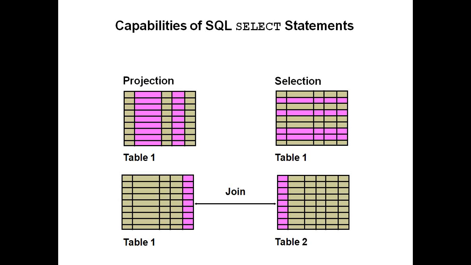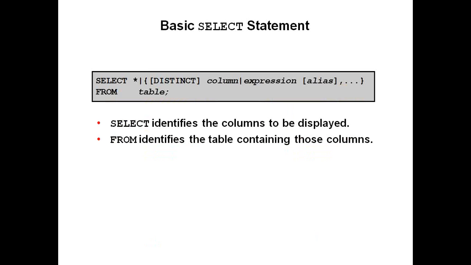Similarly, out of the table, if you want to retrieve a specific set of rows, in such a case you would write one more type of select statement, and that type we call selection. And suppose you want to retrieve data from two or more tables, then we call that joining. So these are the three types of select statement writing that we have. Let us start with the basic select statement.